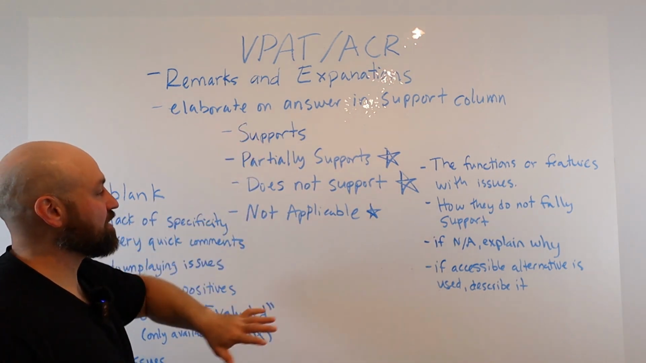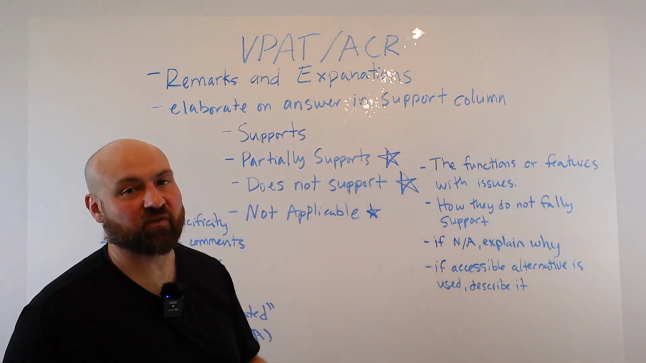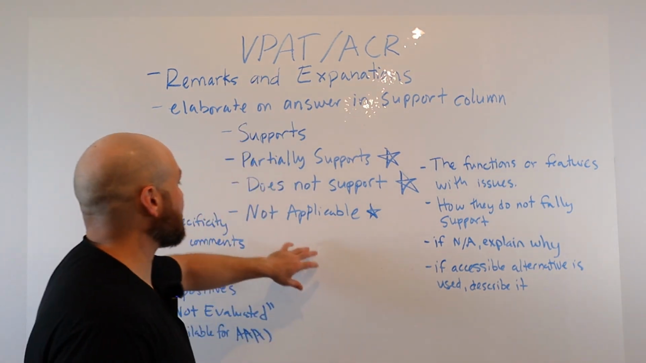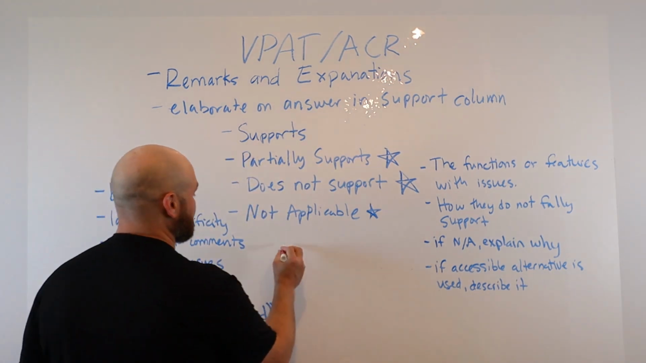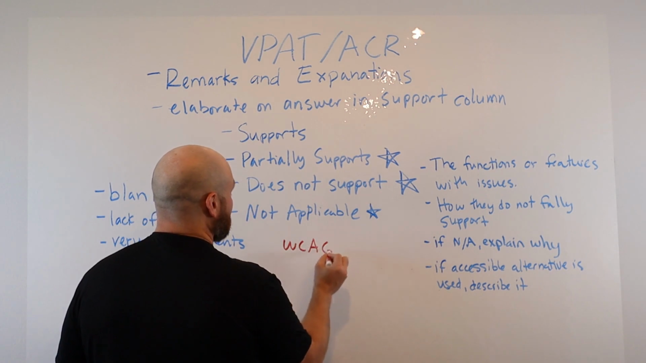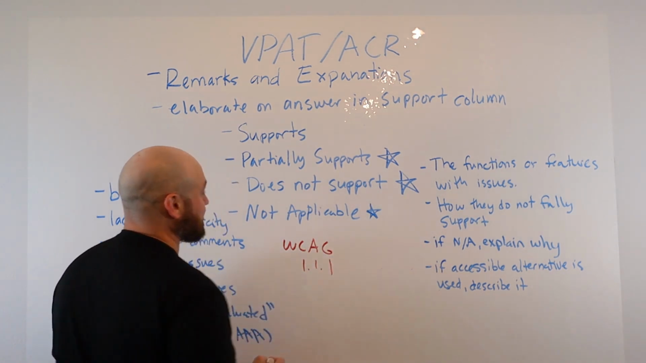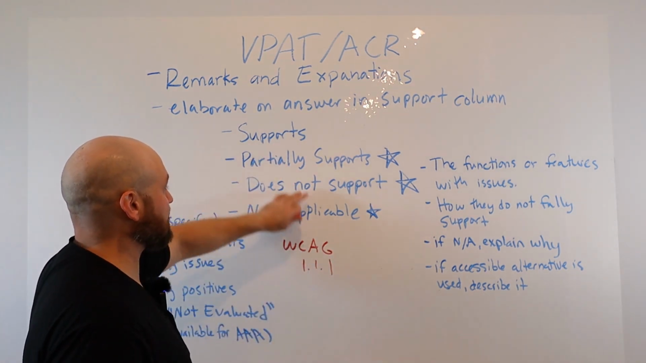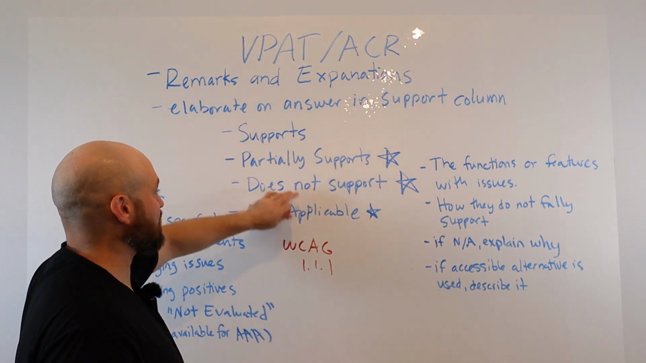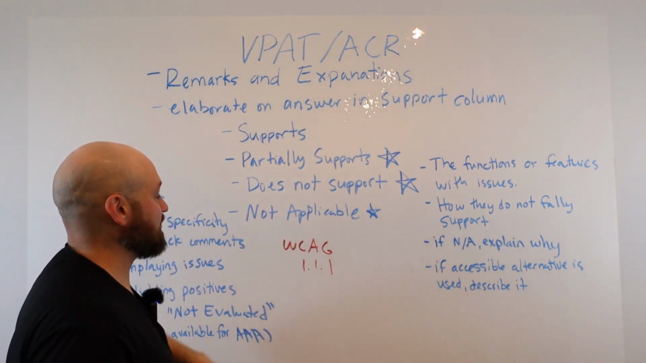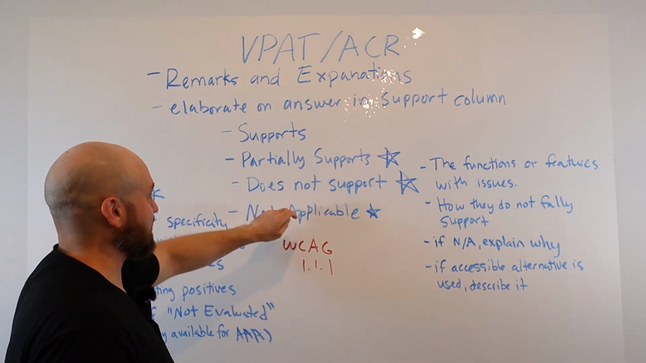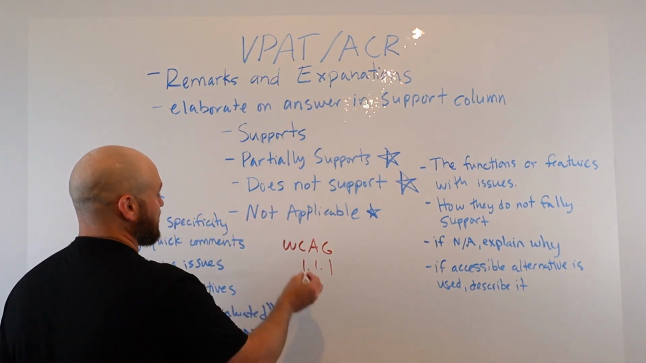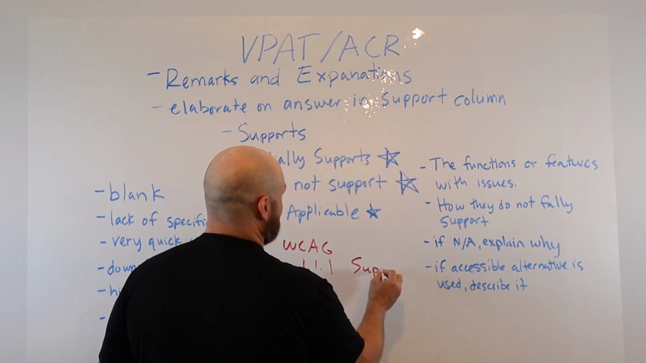So we have this document. It's accounting for the accessibility of a product or service. First, we have the criterion from a technical standard. So let's just use the Web Content Accessibility Guidelines. We have these different criterions. And so we're stating whether the product supports, partially supports, does not support, or the criterion is not applicable in the product. So if it does support, then we would have support, right?